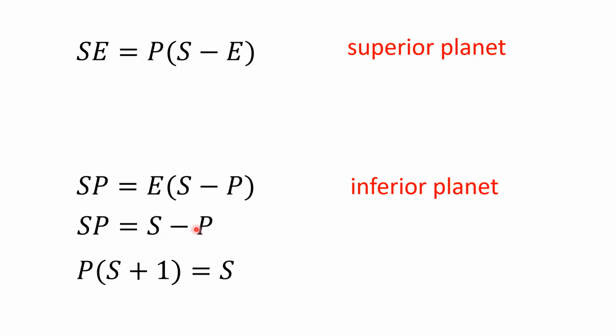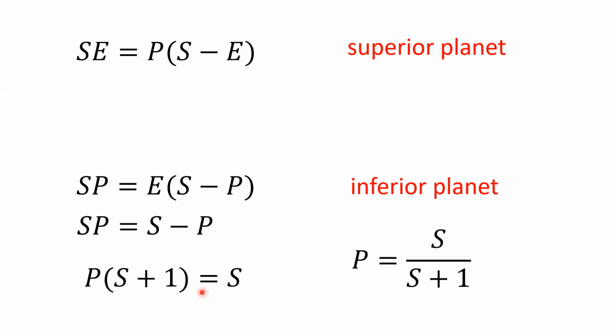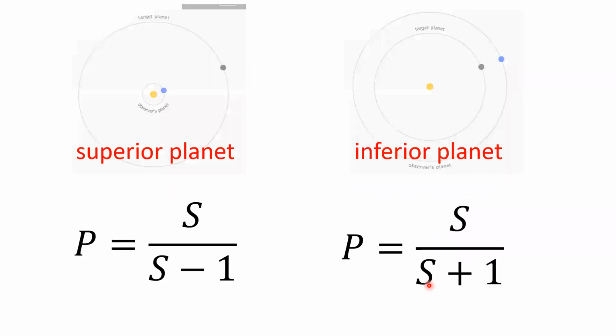So it looks like I moved the P over to the other side and then factored it out. And then the last thing here would be to divide by S plus 1. And there it is. In fact, it's the same formula as the formula for the superior planet. The only difference is there's a plus sign instead of a minus sign. So here are the formulas.